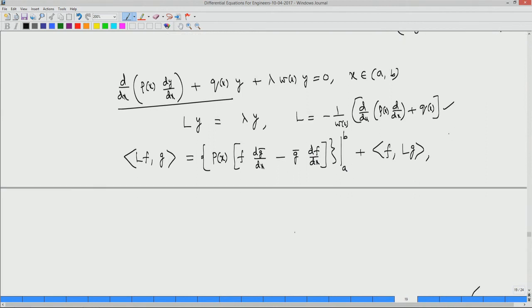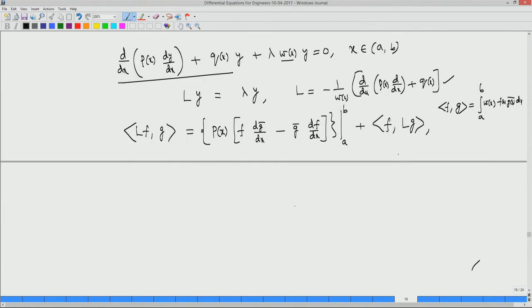And the dot product is the dot product between f and g. This means the integral from a to b of w(x), that is a weight function, which has to be positive, times f(x) g bar(x) dx. This is the dot product which you use here. This is what you have seen. So I want to make this special thing zero if I give certain boundary conditions.